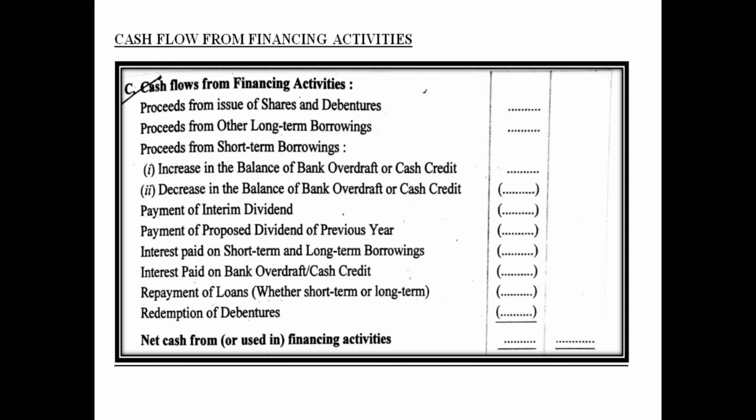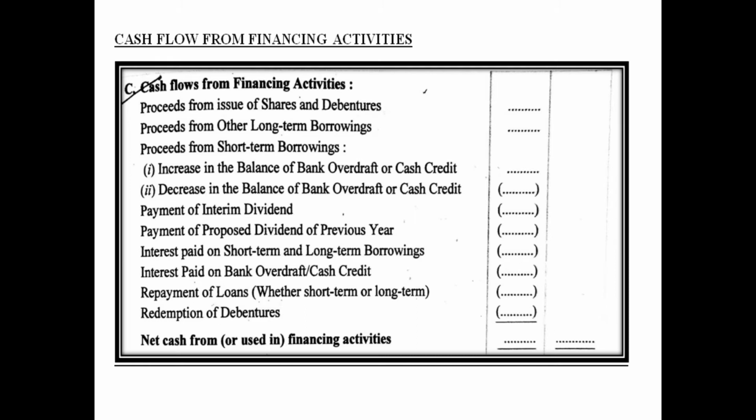Then later on, any repayment of loan, whether it is short term or long term, if the loan is repaid by the company, again the cash is going out, there is a cash outflow and it will also be deducted under the financing activity. And the last one is redemption of debentures. So when the debentures are redeemed, repaid, the money is paid back to the debenture holders, then that will also be a cash outflow. It will also be deducted under financing activities.